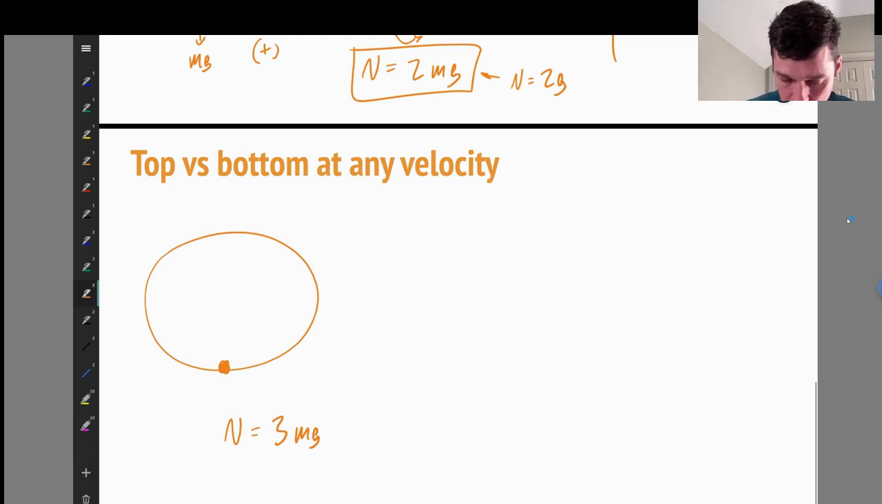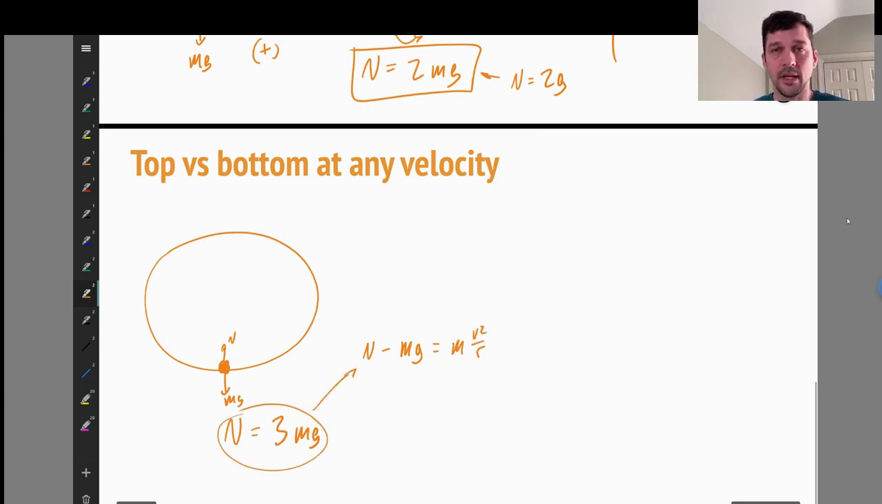And so let's take that, we got mg down, normal force up, normal force minus mg equals mv squared over r. But in this case, the normal force is 3 times what you would normally feel. So 3mg minus mg equals mv squared over r. Cancel all those m's. 3g minus g, so that's 2g equals v squared over r. So the centripetal acceleration is 2g.